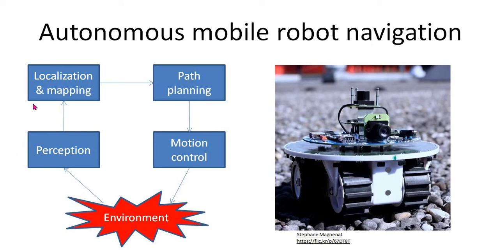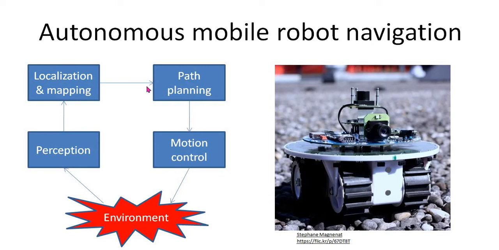And after that, the robot performs localization and mapping. The robot knows where it is located. And then it also knows where the obstacles are located, which is a mapping procedure. Once it has this, the robot knows where it is in the environment and what the environment looks like. Then it can do path planning.